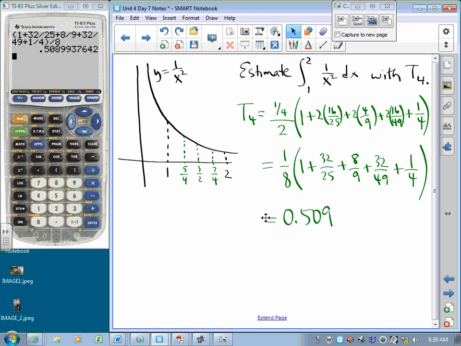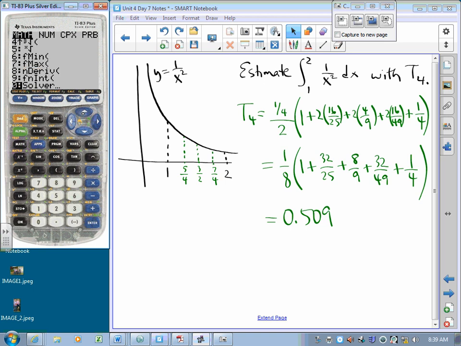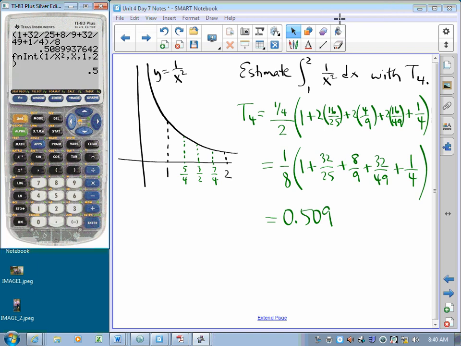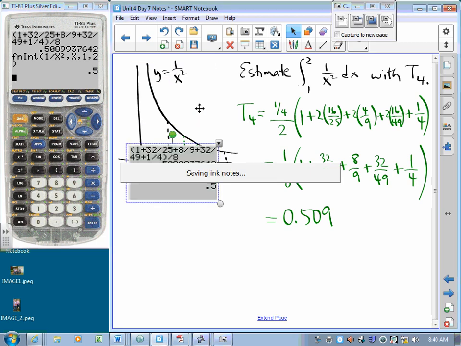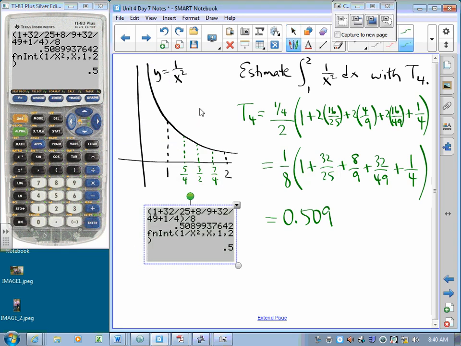So now the question is, how close did we come? Well, if we were to actually integrate 1 over x squared from 1 to 2, we would get 0.5. And that just begs the question.